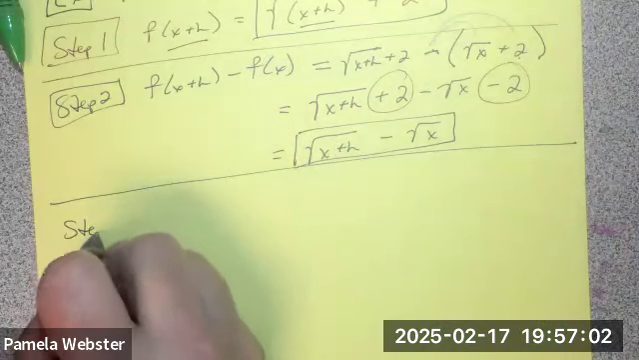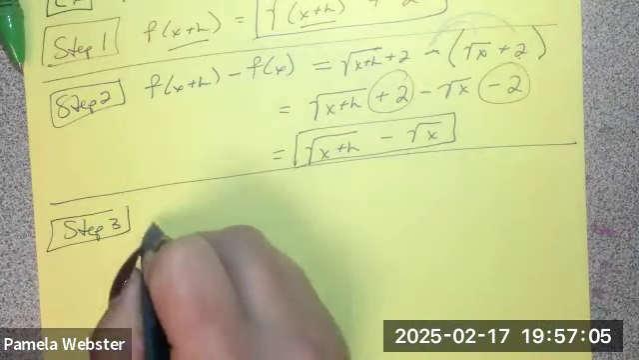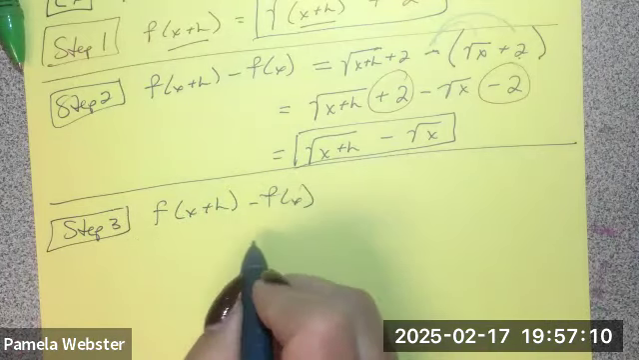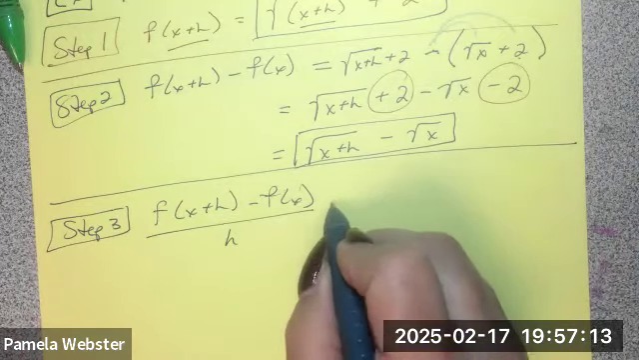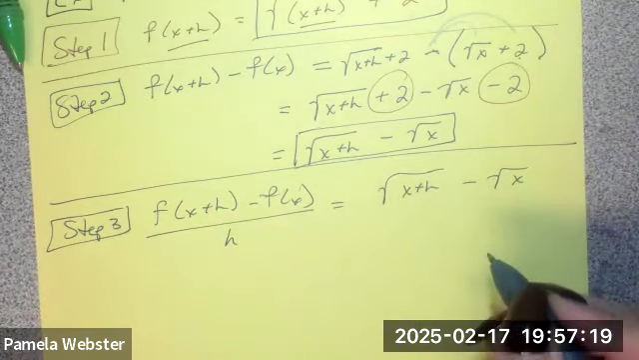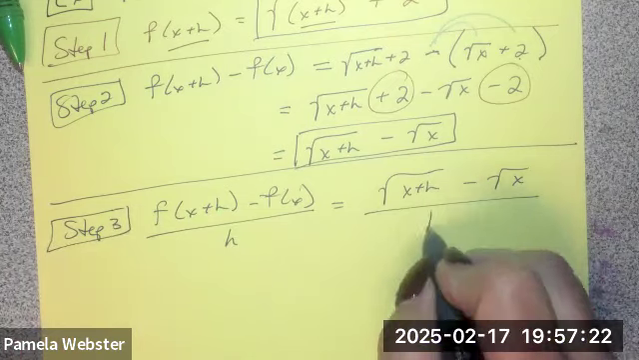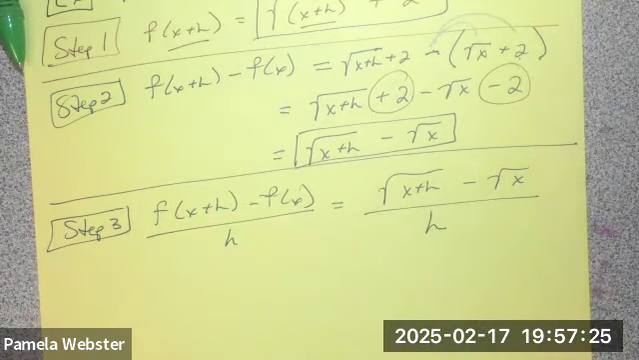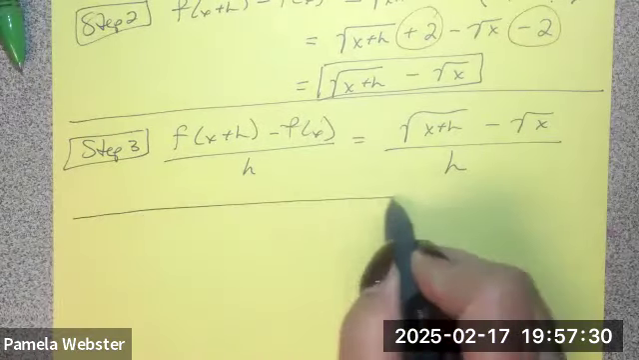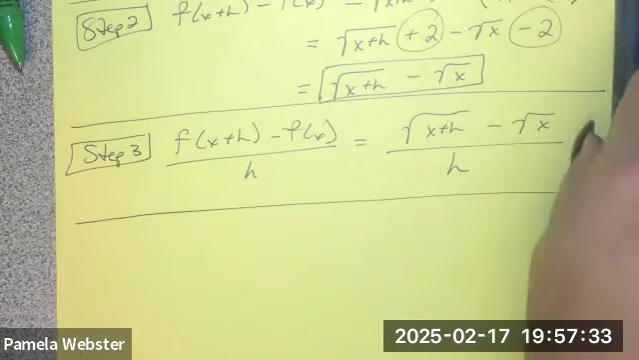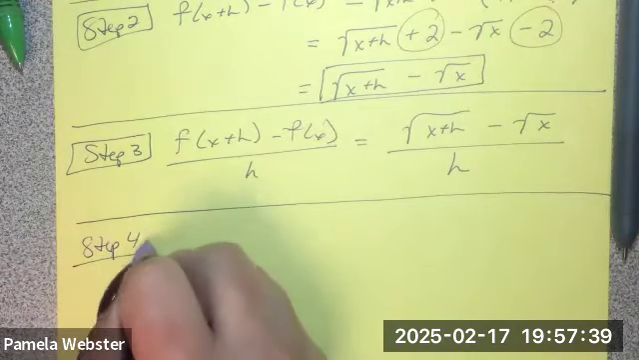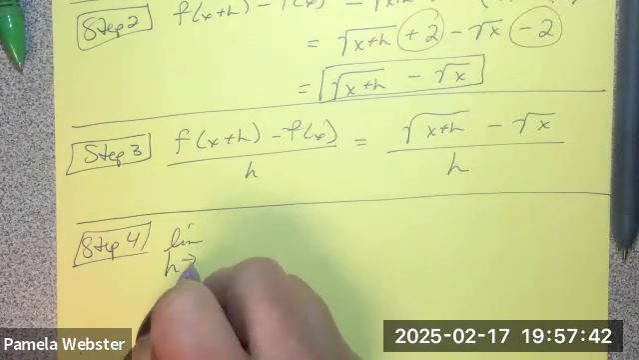Step 3, divide by h. All that stuff, divide by h. Square root of x plus h minus the square root of x, all over h. And then this is where we go, oh, we're in trouble, because what happens? We're working along just fine, and all of a sudden, step 4 says, take the limit as h goes to 0.